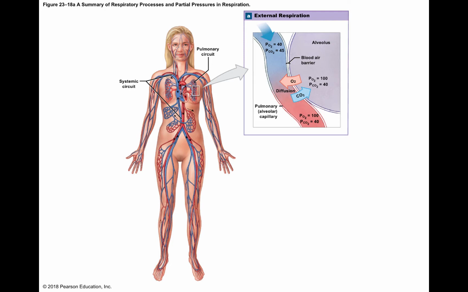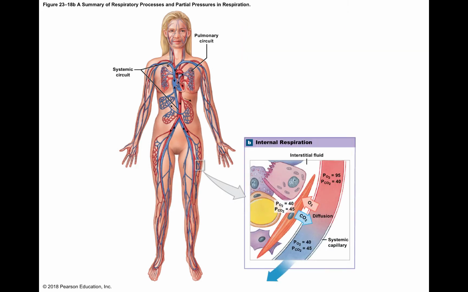Okay, so now we have a PCO2 of 40, and that blood is going to go all the way to the tissues. At the tissues, it has a low PCO2 in the blood, but the tissues have been busy. They've been producing CO2 as a waste product, so now the PCO2 in the tissues is 45. Carbon dioxide molecules will move from the high pressure, PCO2 of 45, into the blood where the PCO2 is only 40. Carbon dioxide moves into the blood.